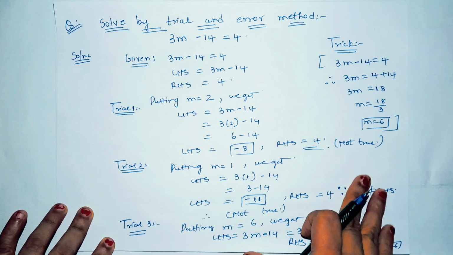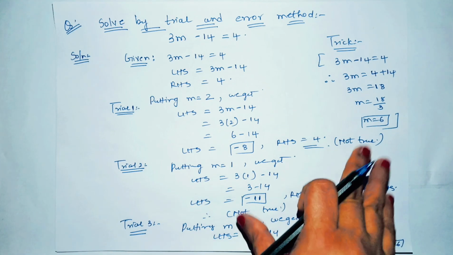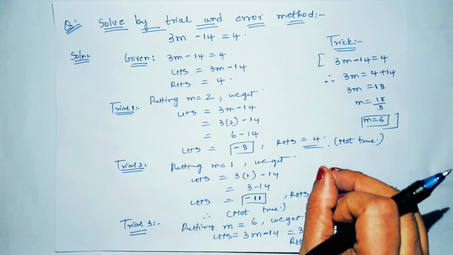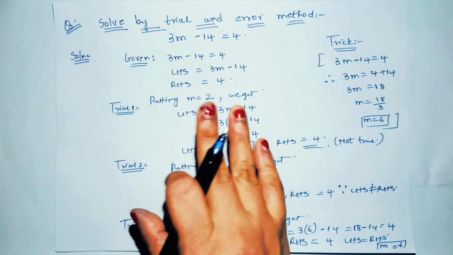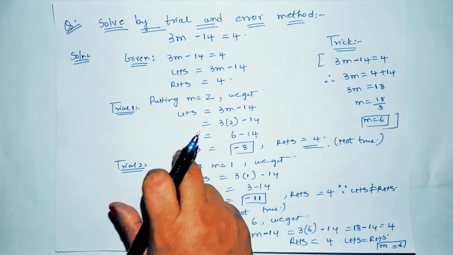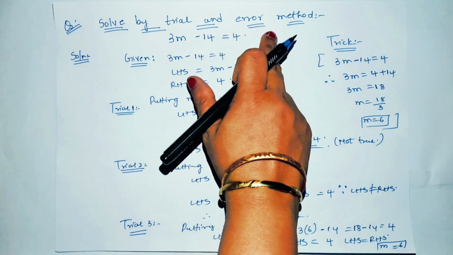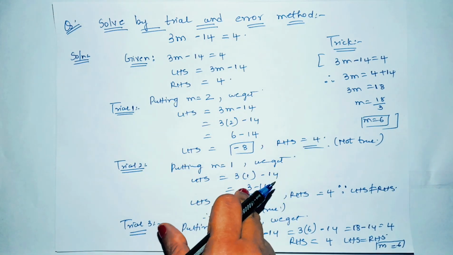So, in this way, today we have learned how to find out the solution of an equation when the value of the variable is given. You have to find out by LHS is equal to RHS. And the next very important method, how to find out the solution of an equation by using the trial and error method. So that's it for today's lesson.